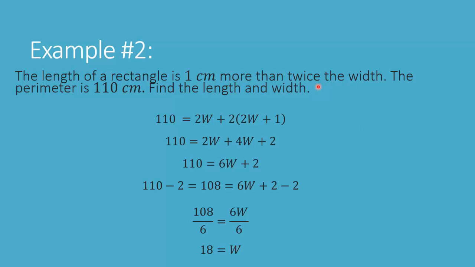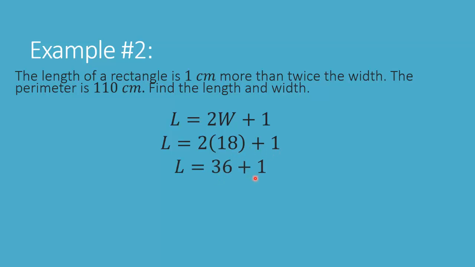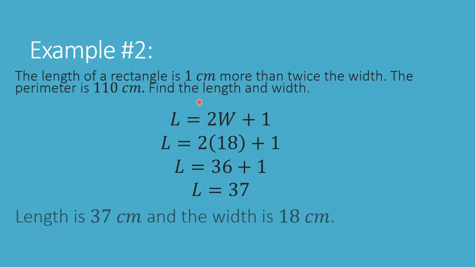We found the width. So now we need the length. Well, if you remember from earlier, from that first sentence, the length is twice the width plus 1. So now we just plug in. Now that we know what W is, we can just plug it in. So we get 2 times 18 plus 1, which is of course 36 plus 1, so 37. So our final answer is the length is 37 centimeters and the width is 18.